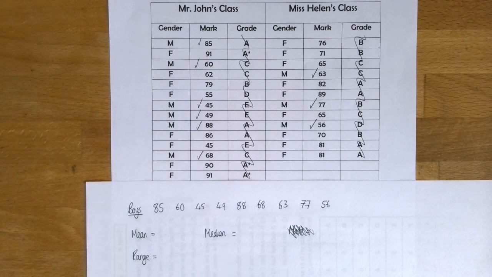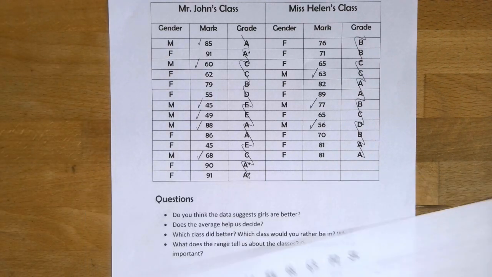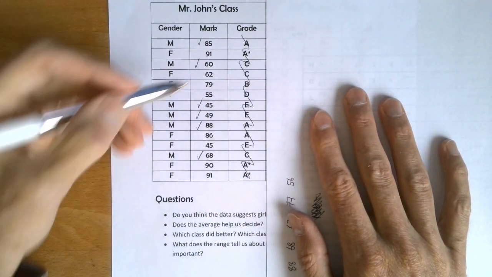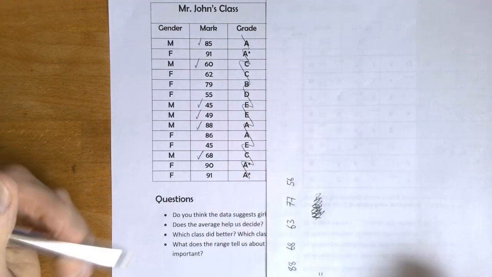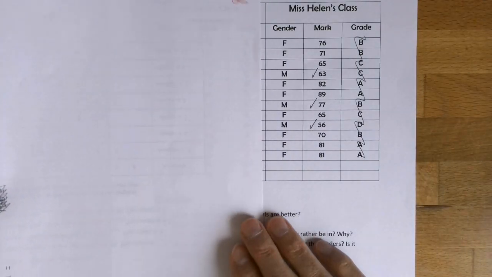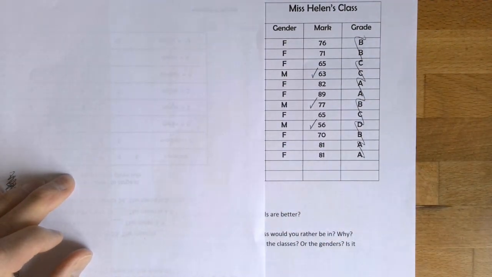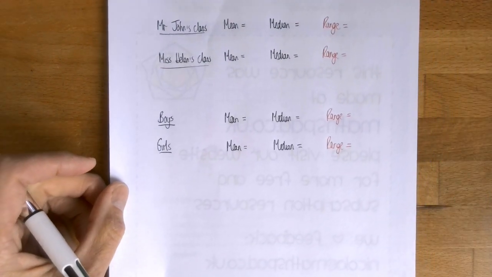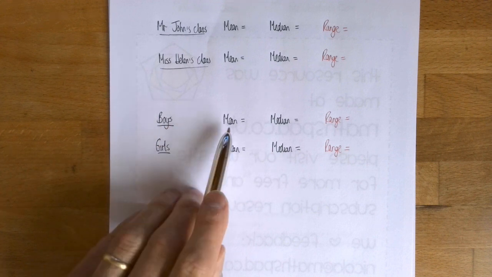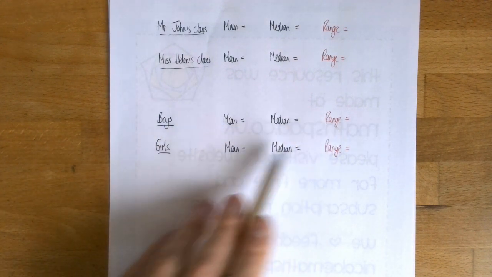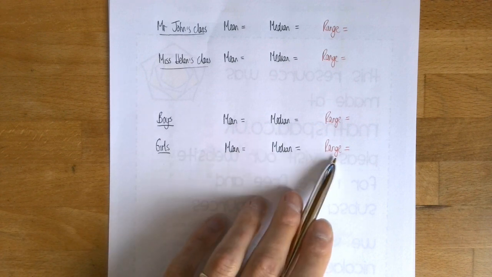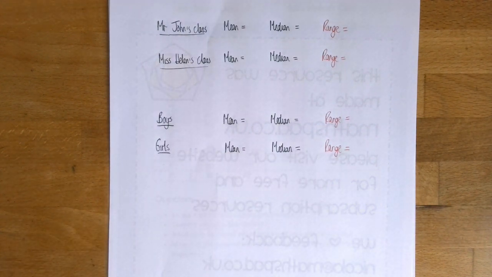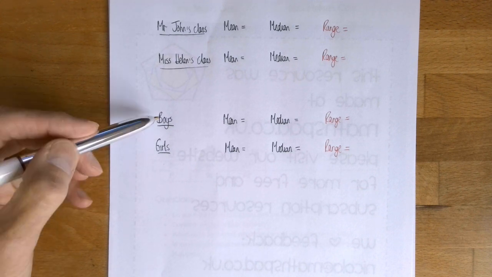I then need to do the same for the girls. So I need to go through and pick out the girls' data and go through the same process. I then need to go through the process for just the students in Mr. John's class, boys and girls. And finally, I need to go through the process for the students in Miss Helen's class, boys and girls. So at the end of that process, I will have a load of data, won't I? For the boys, I'll have their mean, their median, and their range. For the girls, I'll have their mean, their median, and their range. And I'm hoping that at that point, you'll be able to write me a sentence, or maybe two sentences, telling me who did better, boys or girls.